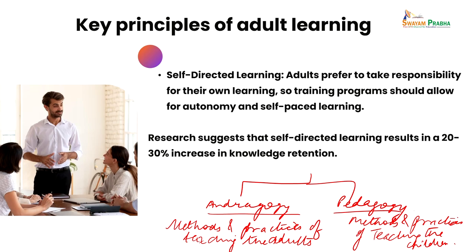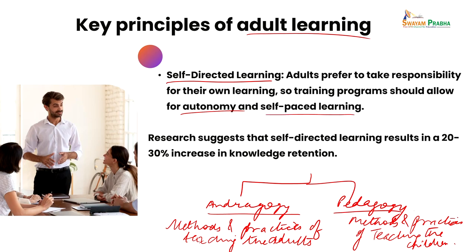So when we talk about pedagogy, it's about methods and practices of teaching the children, and andragogy has something to do with methods and practices of teaching the adults. So today we're going to talk about some of the important key principles of adult learning, or what we can call andragogy. The very first principle of adult learning is self-directed learning. So what does it mean? It means that adults would prefer to take responsibility for their own learning. So training programs should allow them more autonomy and self-paced learning.